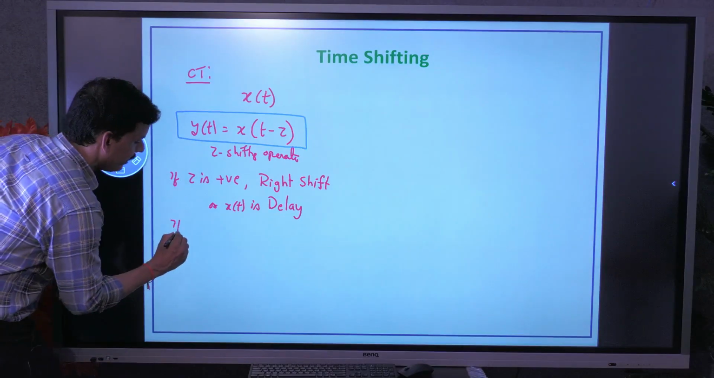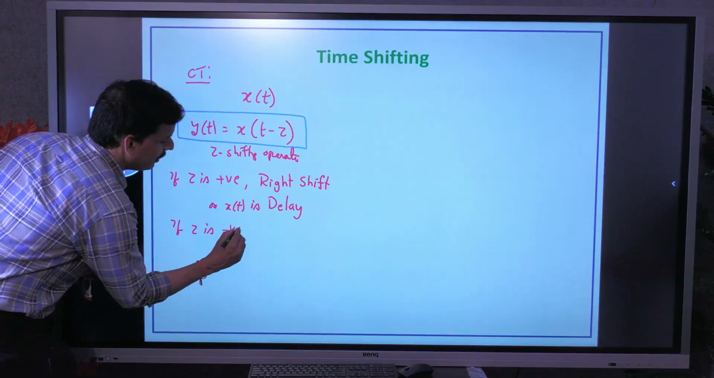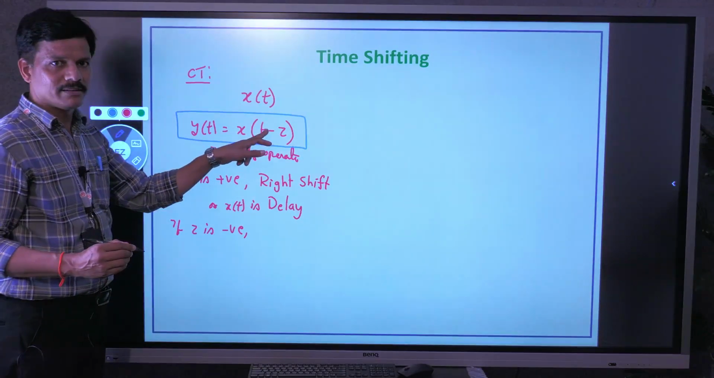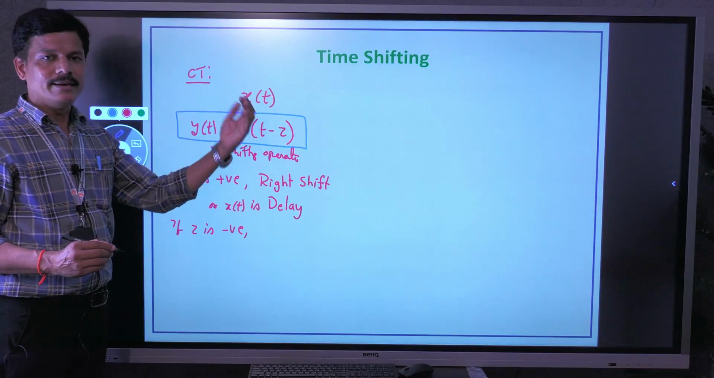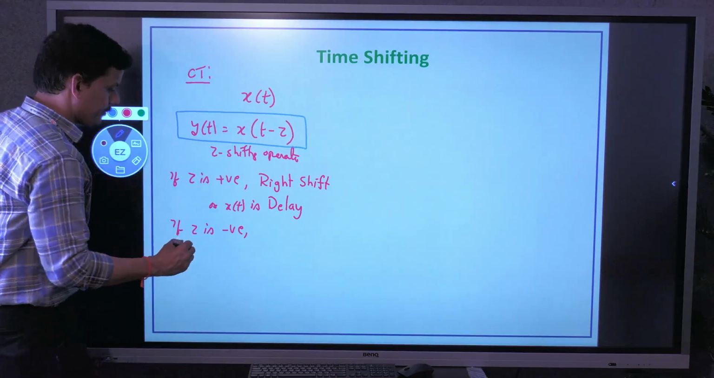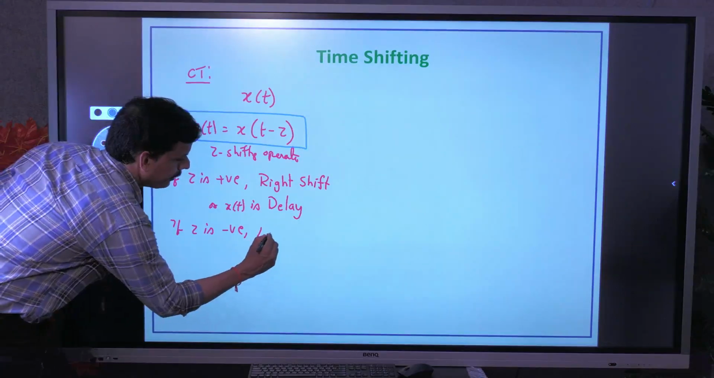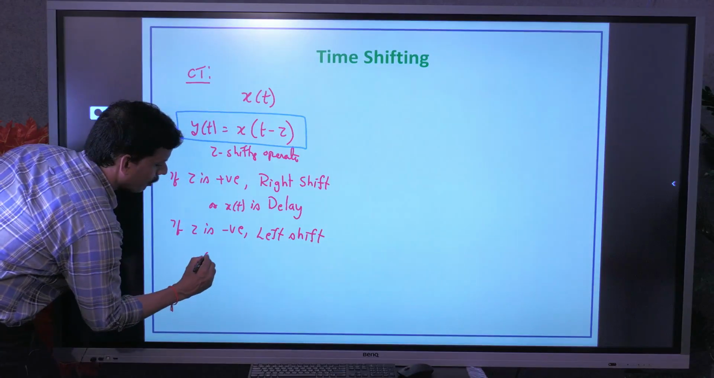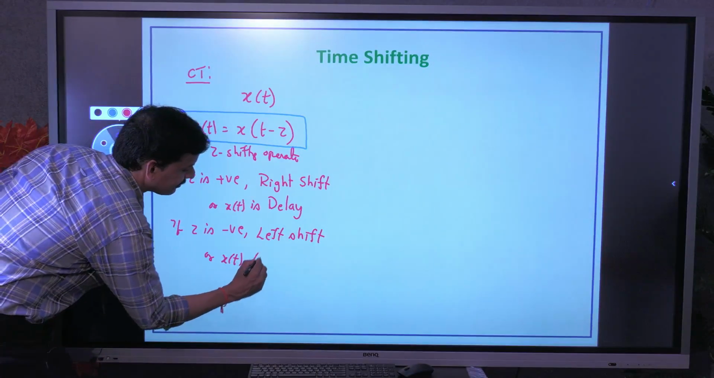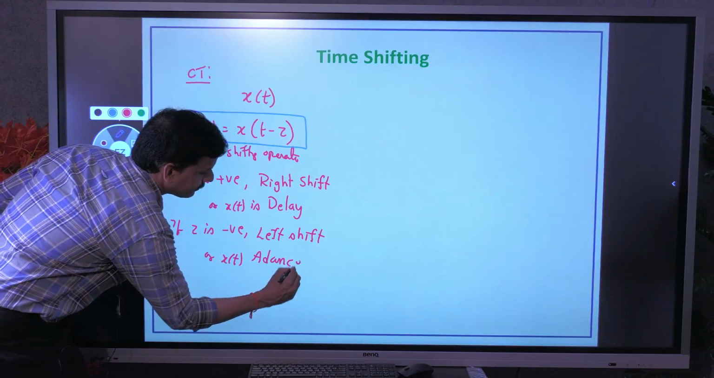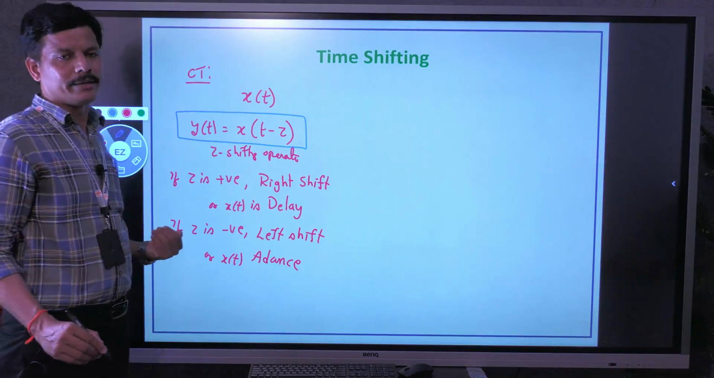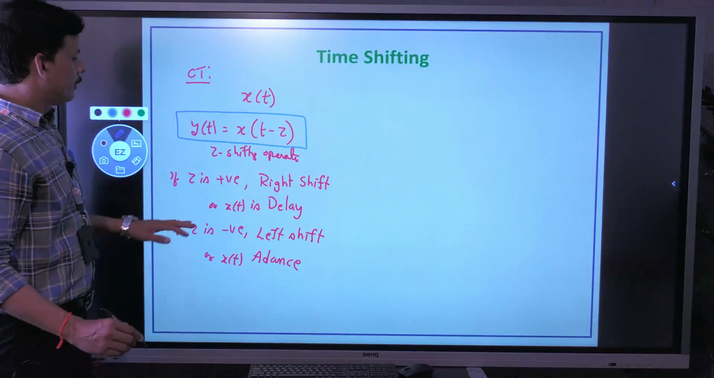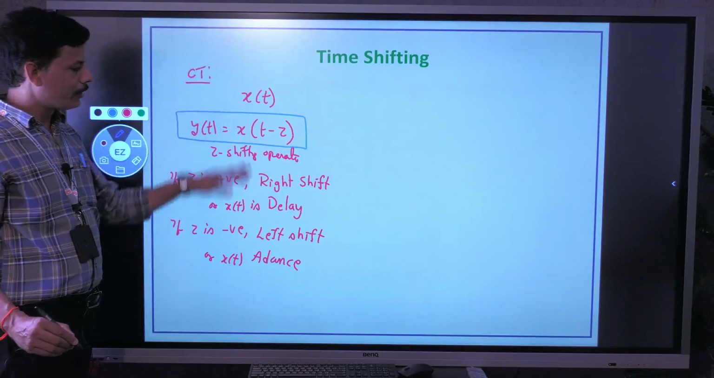Similarly, if tau is negative, minus of minus becomes plus. So t plus something, then it is called left shift, or it is also called x of t advances. The signal is advanced by tau. Okay? Like this, we can define the signal in continuous time.